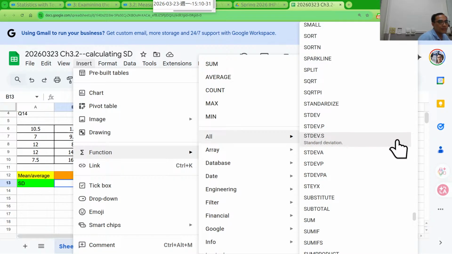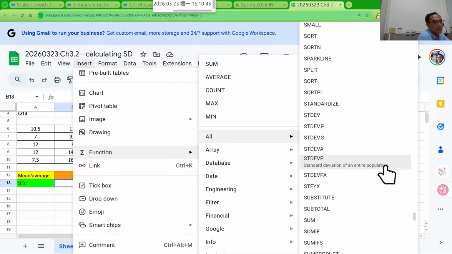Next, standard deviation. And next, standard deviation of sample, text as 0. Standard deviation of entire population. Standard deviation of entire population, text as 0. Okay, which one do you prefer to use?